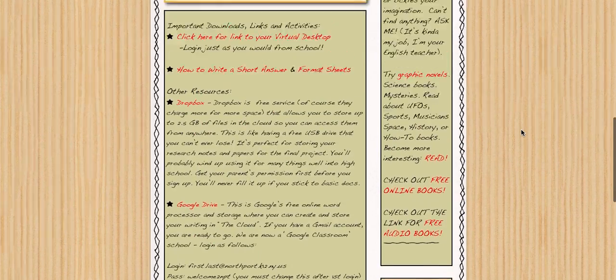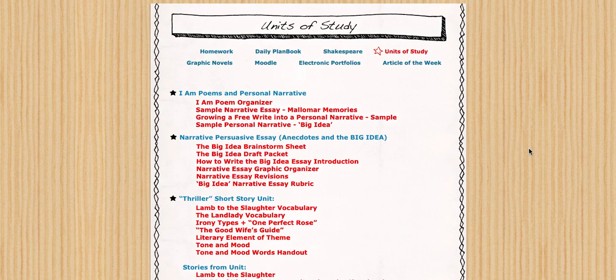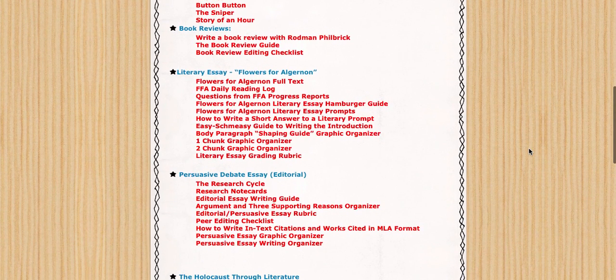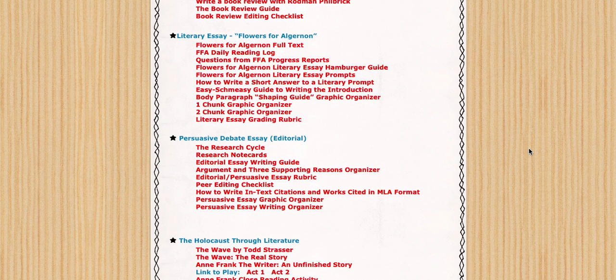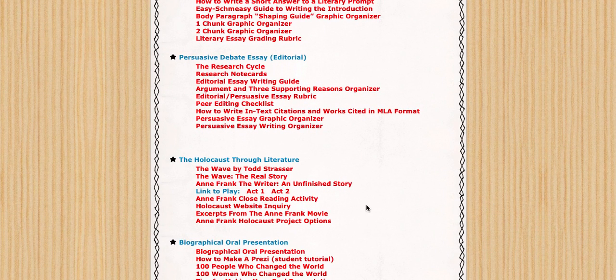So this is the first page of the website. I'm going to click on my Units of Study page. I don't do this lesson until towards the end of my Holocaust through Lit unit, which starts in early February, late January. I usually will get to this point late in the unit, so this wouldn't be until late February. I'm going to click on the Holocaust website inquiry.